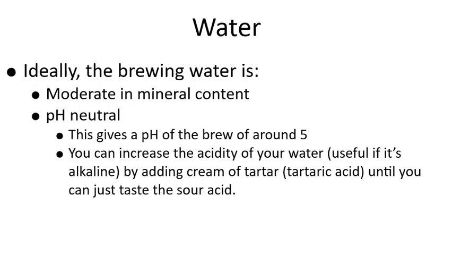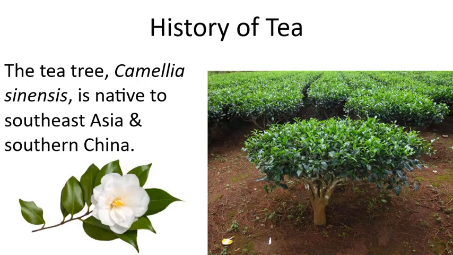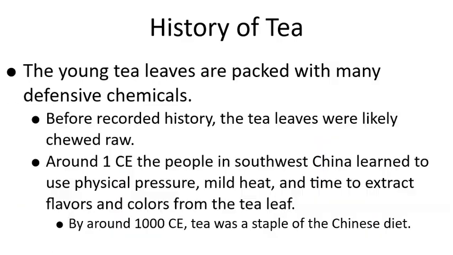The tea tree Camellia sinensis is native to Southeast Asia and southern China. If allowed to grow naturally, the plant will grow to roughly 3 meters tall, or about 10 feet. But the tea leaves are harvested by hand, so a tea tree cultivated for harvest will typically be pruned to be only about waist high. The young tea leaves that are plucked for our drink are packed with lots of defensive chemicals. Before recorded history, the tea leaves were likely chewed raw, similar to how tobacco is sometimes chewed today.